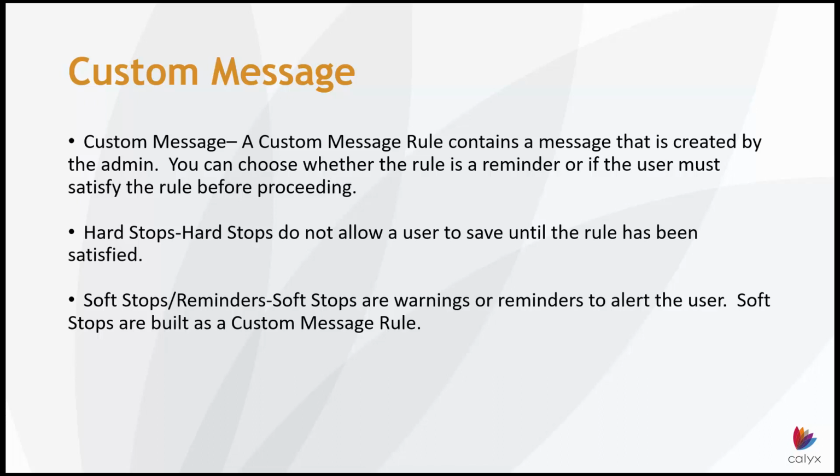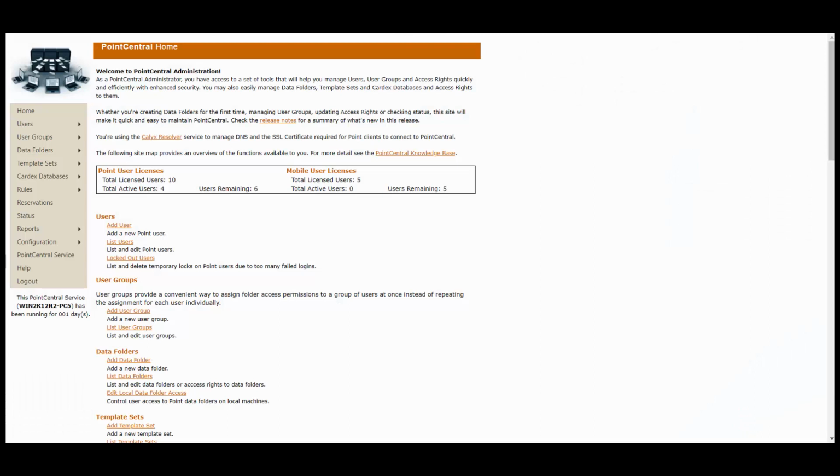Let's go ahead and open our PointCentral and we can walk through each of these rule types inside of that program. All right, we're inside of PointCentral here. We're going to go to the tan box on the far left. In the middle, we've got rules there. So I'm going to expand that. You've got add rule, that'll allow you to create a rule, and then list rule. So let's click on add here.